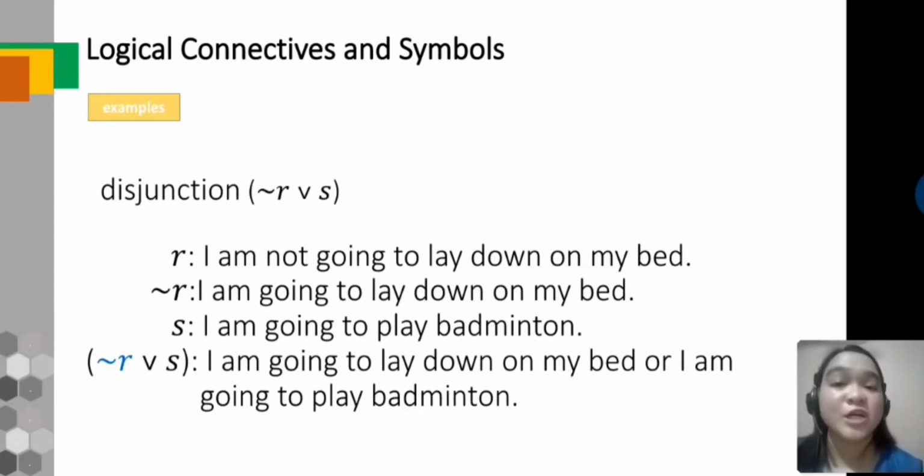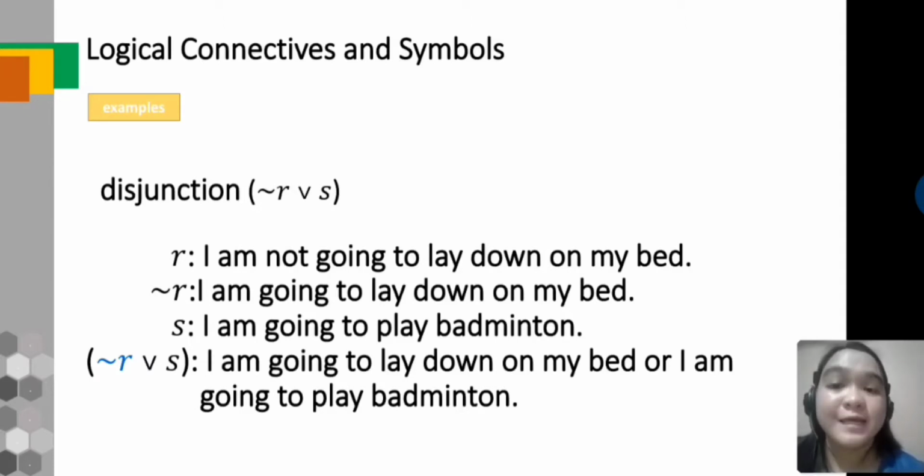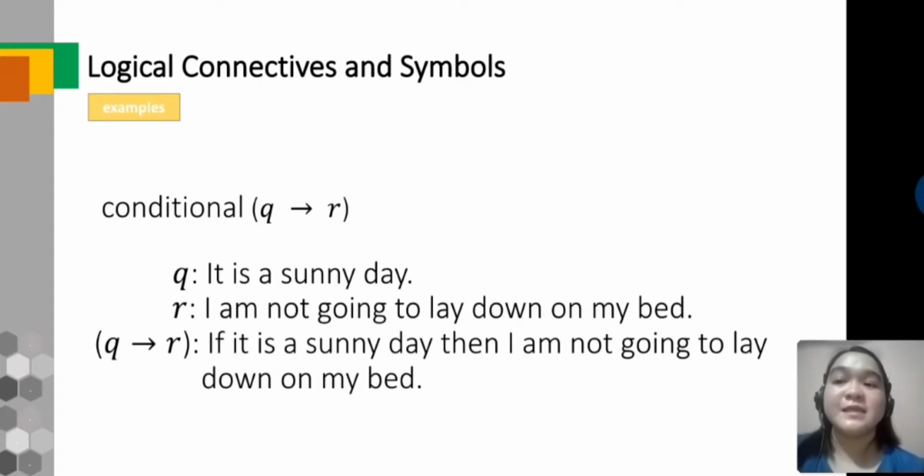Next is the disjunction. The not R or S. The letter R is I am not going to lay down on my bed. The not R is simply the opposite. So it is I am going to lay down on my bed. And S is I am going to play badminton. So now our not R or S is I am going to lay down on my bed or I am going to play badminton. Next is the conditional.